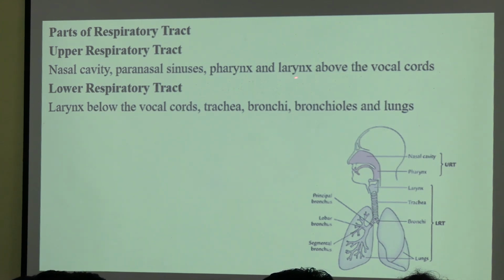Can anyone tell me what is present in the upper respiratory tract? Yes, pharynx, larynx, above the vocal cord. So above the vocal cord is the upper respiratory tract. Below the vocal cord, the lower respiratory tract starts. In the lower respiratory tract: larynx below the vocal cord, then trachea, bronchi, bronchioles, and then lung. These are the parts in the lower respiratory tract. The upper respiratory tract we will not discuss now. That will be discussed during the head and neck portion after your midterm. In the second term we will start with the head and neck.